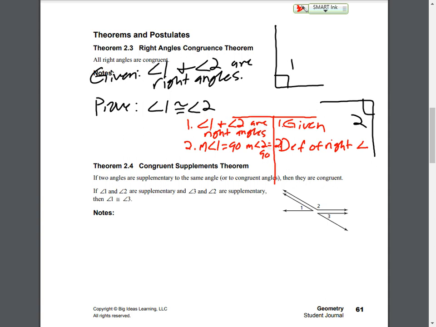Second statement, I'm going to go down here. What's number 3? It's the same proof, I'm just moving down. Number 3. If they're both 90 degrees, what does that mean? Measure of angle 1 equals measure of angle 2. Why is that? Well, you can say it's just the transitive property, right? If measure of angle 1 equals 90, and 90 equals the measure of angle 2, you can just say, ooh, there's a transitive.